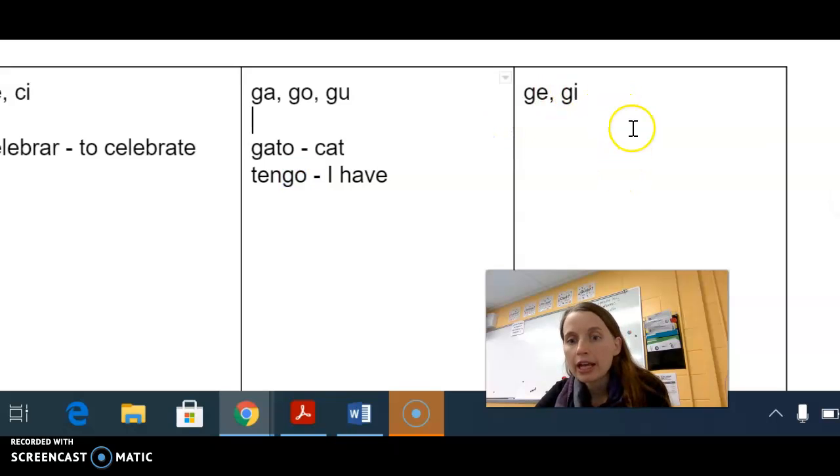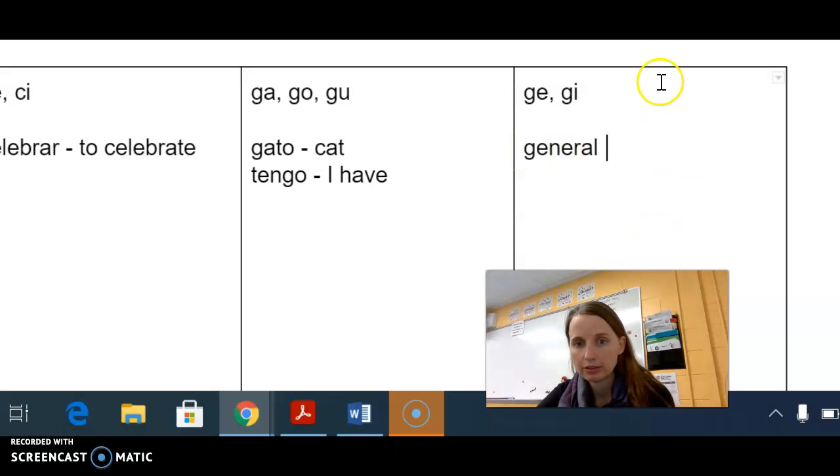Okay? And if it's followed by an e or an i, it makes an h sound. General, which just means general. General. You hear that makes an h sound. Okay.